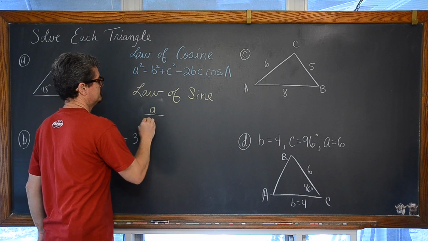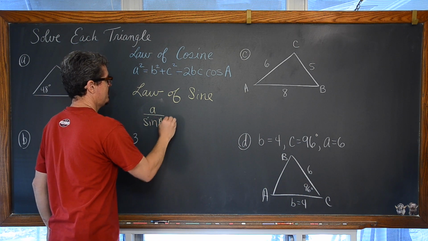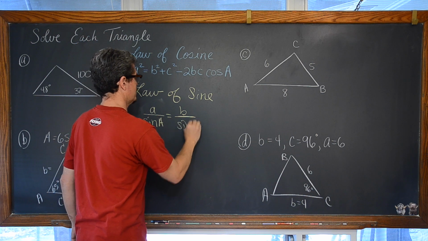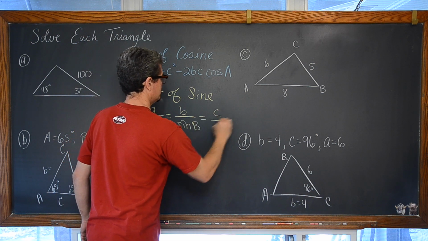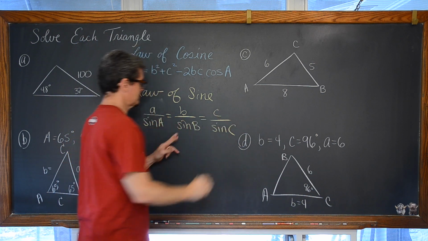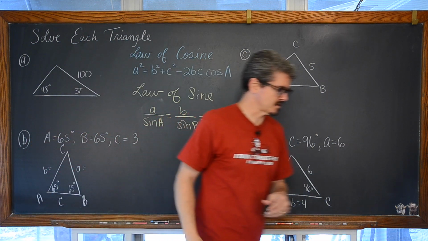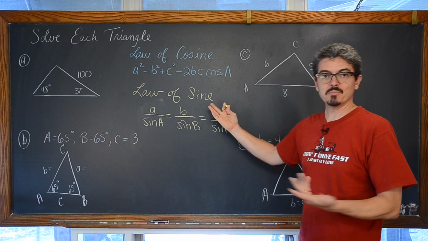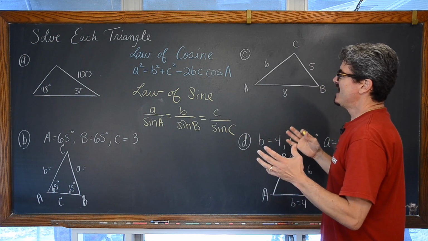So A over the sine of A is equal to B over the sine of B, and equal to C over the sine of C. Or your textbook may have the sine functions on top. No difference. It just looks funny, at least to me.